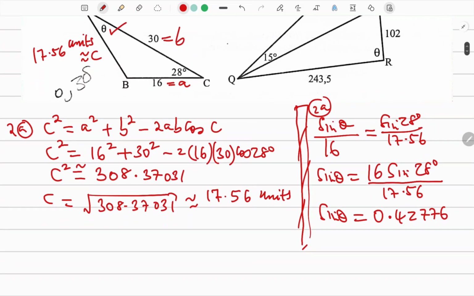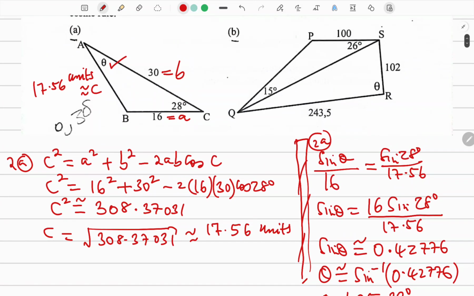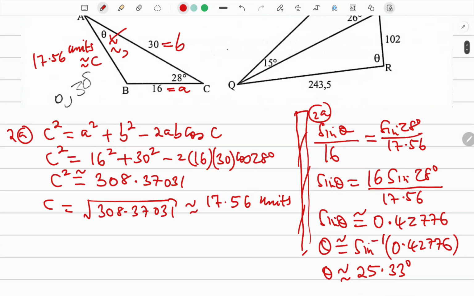this is 0.42776, which means theta is the arc sine of 0.42776. This is quite approximate, and therefore theta is approximately 25.33 degrees. So our theta here becomes approximately 25.33 degrees. That's what we get here, and then we proceed to do the next one.